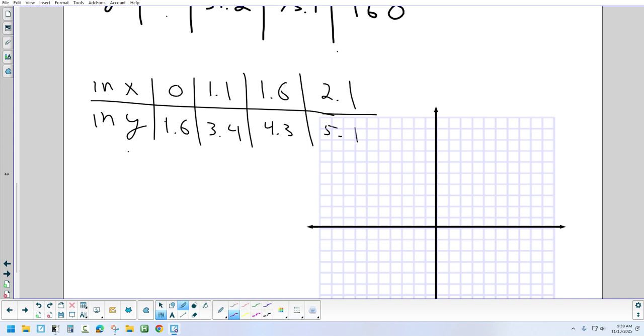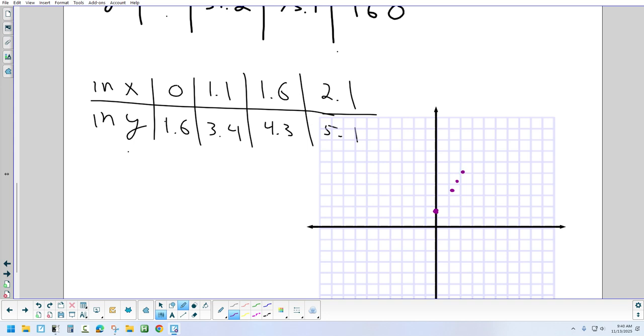All right, so we've got 0, 1.6, 1.1, 3.4, 3.4. 1.6, we're at 4.3. It's 1, 2, 3, 4, somewhere around there. And then 2.1, 5.1. 2, 1, 2, 3, 4, 5. So just inside there.